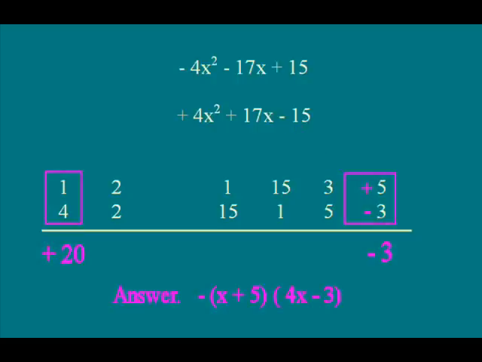The original quadratic is therefore equal to negative, because we factored out a negative 1 in the beginning. A negative times the 2 factors, x plus 5 and 4x minus 3.